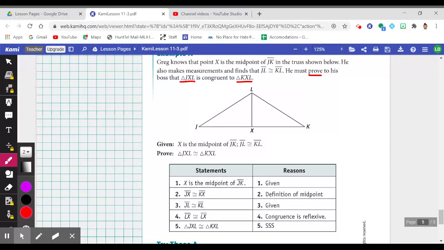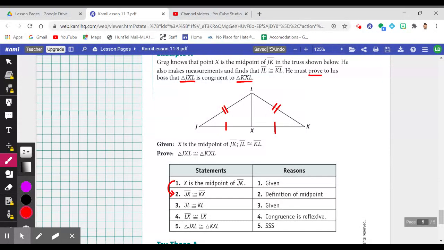So if we know X is the midpoint of JK, which is statement 1, look at statement 2. How do we know that the length of JX is congruent to KX? Well, if X is the midpoint, we know that a midpoint, by its definition, divides a segment into 2 congruent segments. Therefore, JX is congruent to KX by the definition of midpoint. And then in item 3, we know that JL is congruent to KL because Greg actually found that information out.